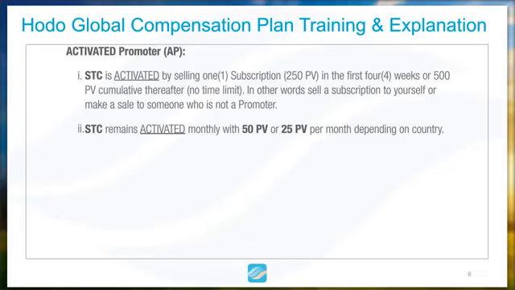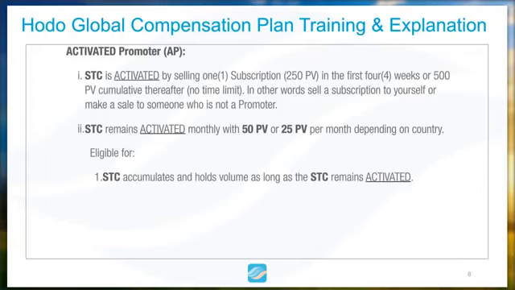All right. So to maintain activation, after you've done your 308.88, you've either sold one to somebody else or you sold it to yourself. To remain active after that first month, you keep activated by doing 50 PV or 25 PV, depending on your country. That would be the 88.88 or the 48.88. That makes you eligible to get the direct bonus, plus it allows you to accumulate and hold volume. Because in a binary, you have that left team and that right team, and as you're building out both teams, you can accumulate and hold volume in those legs. You can hold it forever in those legs up to a certain point. Getting activated allows you to hold and accumulate volume in your left and right teams, okay?